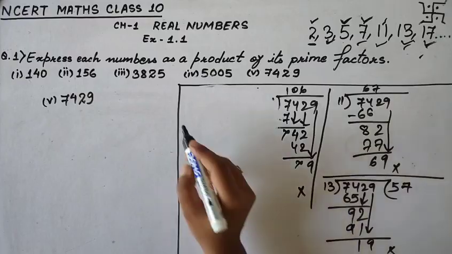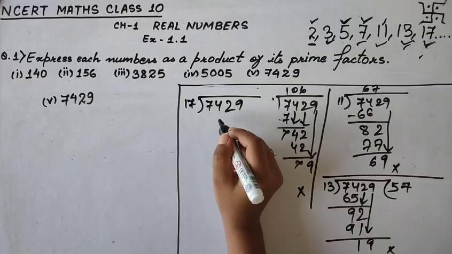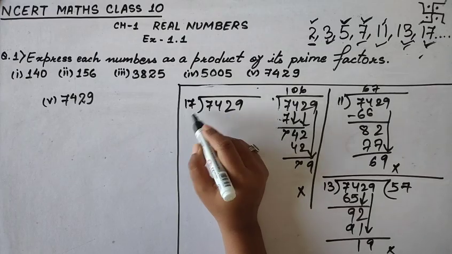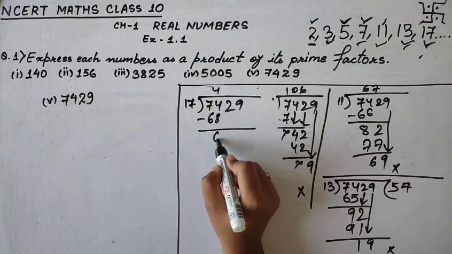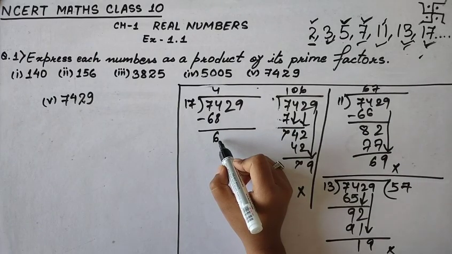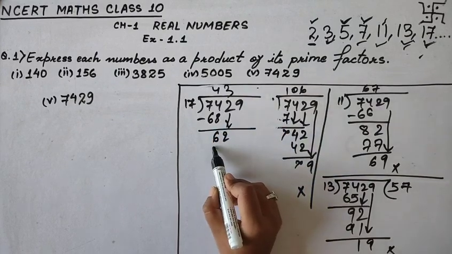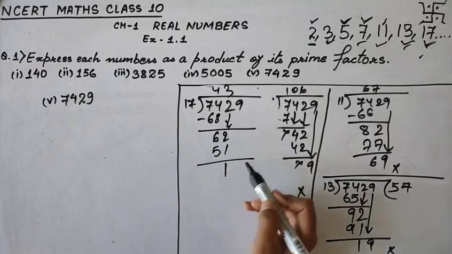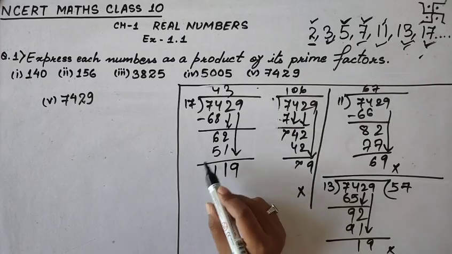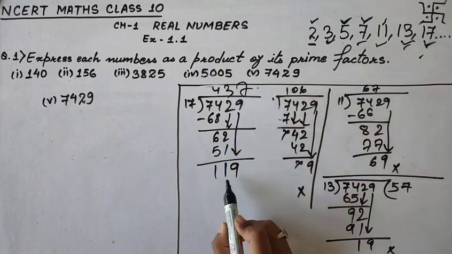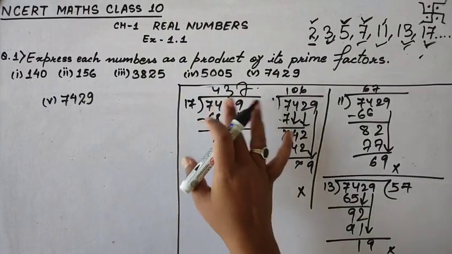Okay, now check with the next number, that is 17. Here we have 4, 6 again, 2, 1, 1, 9. Okay, so it will give us a perfect division. It is perfectly divisible by 17.